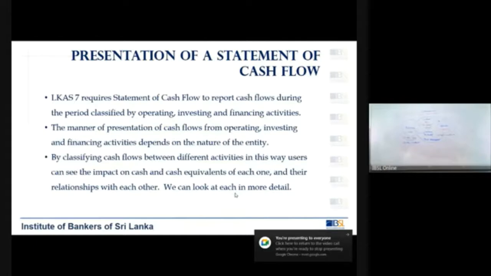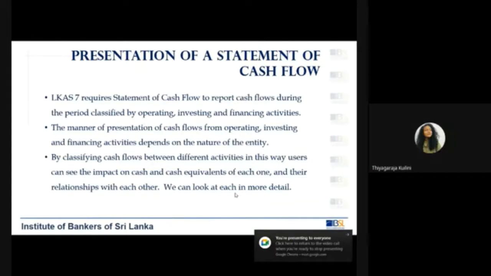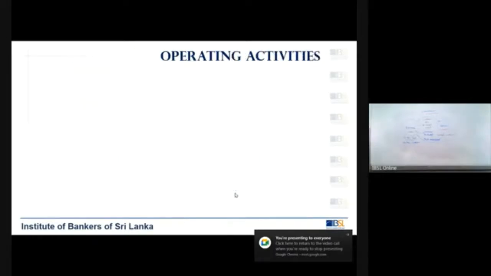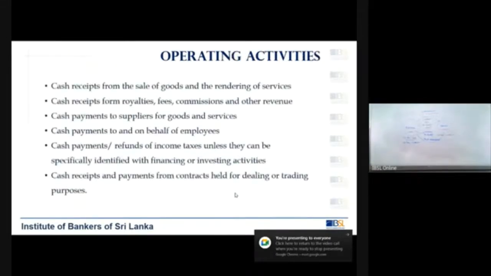So as I told you, the statement of cash flows has to be presented in a format where you capture the three types of activities. What are the three types of activities? Operating, investing and financing activities. And then you get some examples of what could be included under each activity, right?